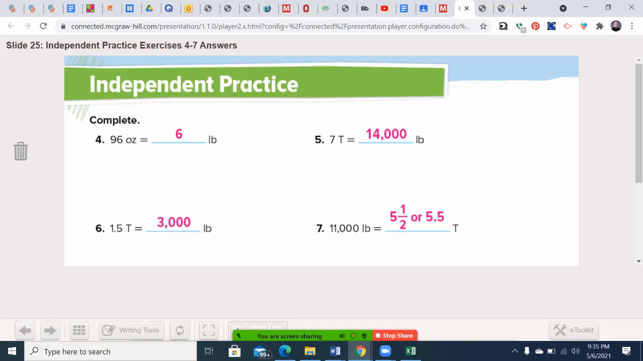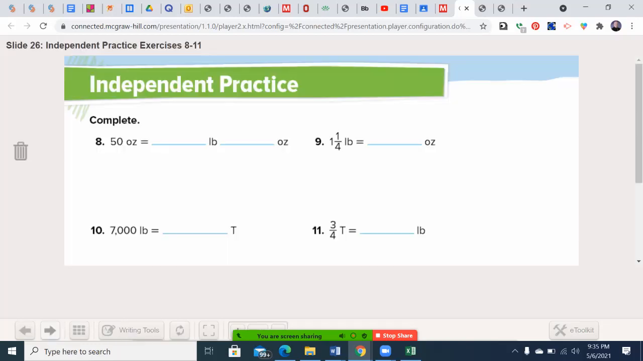Welcome back. Let's see how you did. 96 ounces is 6 pounds. 7 tons is 14,000 pounds because you multiply by 2,000. Here you divide by 16. Here you're multiplying by 2,000. And here you're dividing by 2,000.